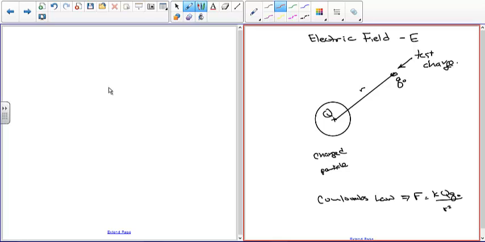Then if I bring in this extra charged particle, the question is, if I stick it in this position within the electric field of these original two charged particles, how is this charged particle going to interact? Which direction is the force going to go? Is it going to be pushed away? Is it going to be pulled towards them? Is it going to go that direction?